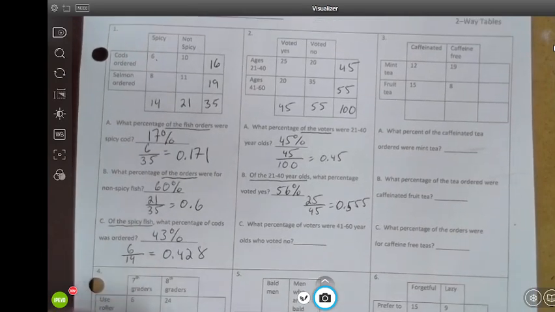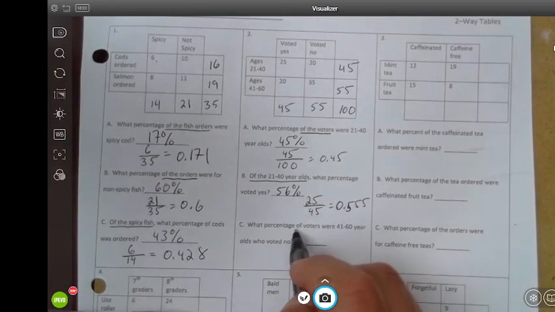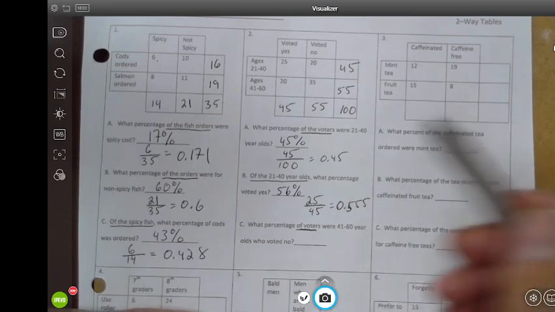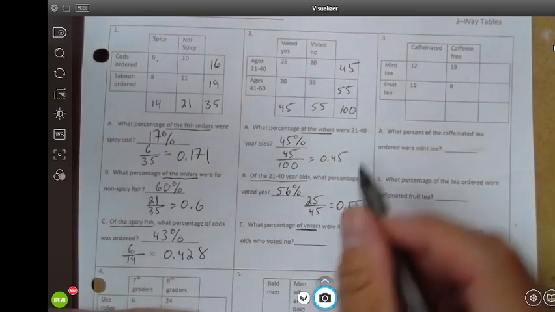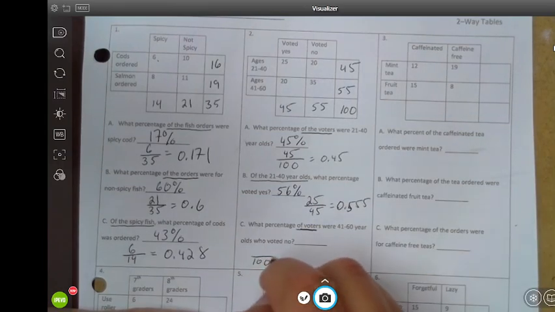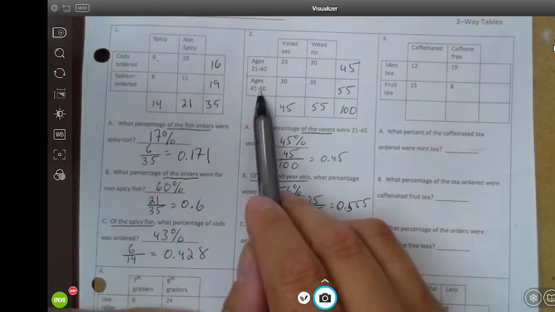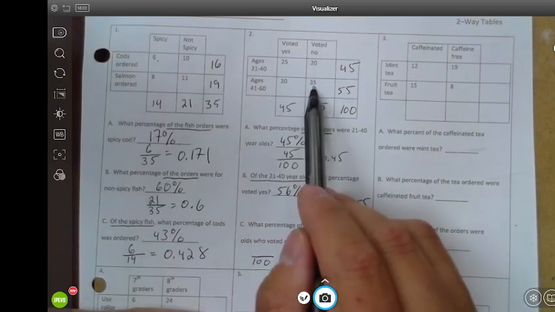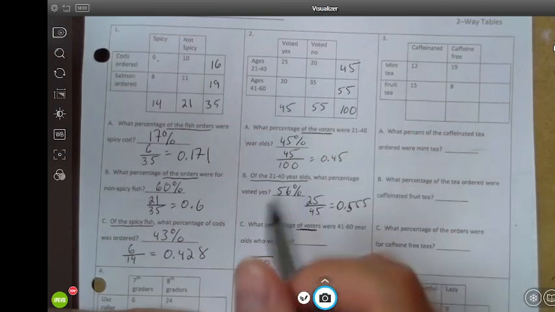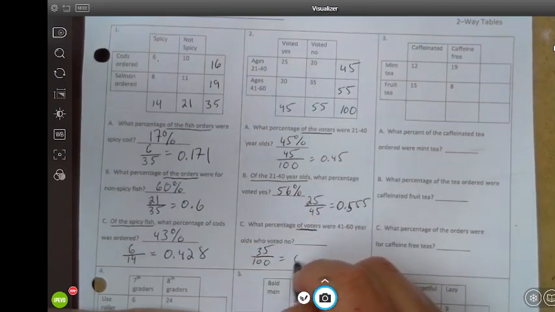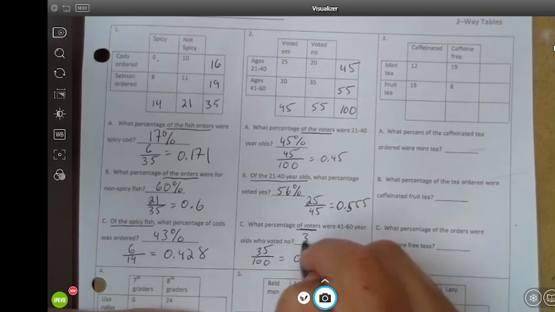Okay. What percentage of voters again? So doesn't specify, right? It just says of all the voters, of the voters. So there's 100 voters. Were 41 to 60-year-olds who voted no. All right, so there's 35 of those. Okay, so I have 35 divided by 100. That's going to give me 0.35, and that is 35%.